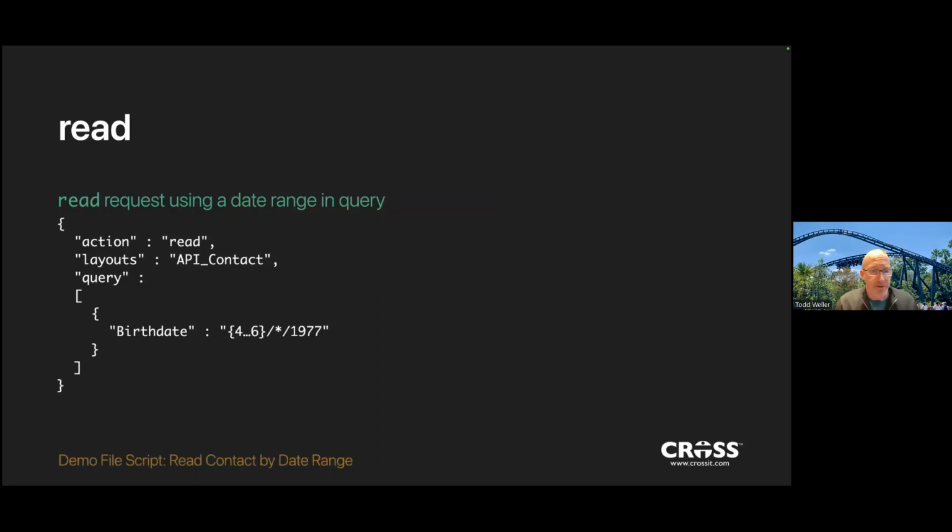You're able to use the date range in your query. And what's nice is that it uses the same wildcard characters and operators that we're used to in our FileMaker finds. So this one here is looking for any contact that has a birth date in the second quarter of 1977.